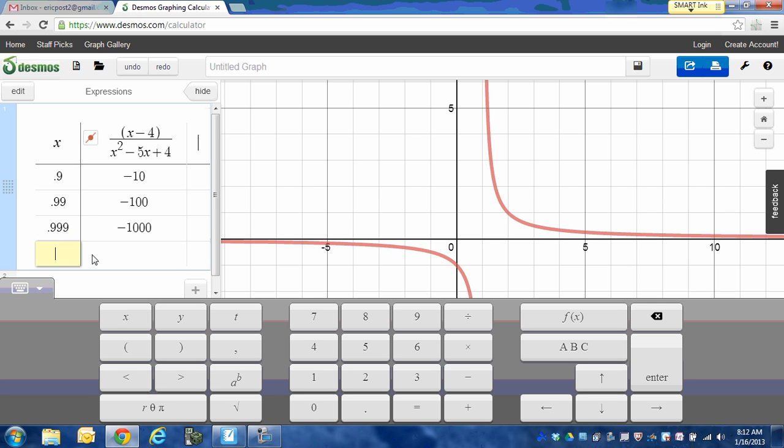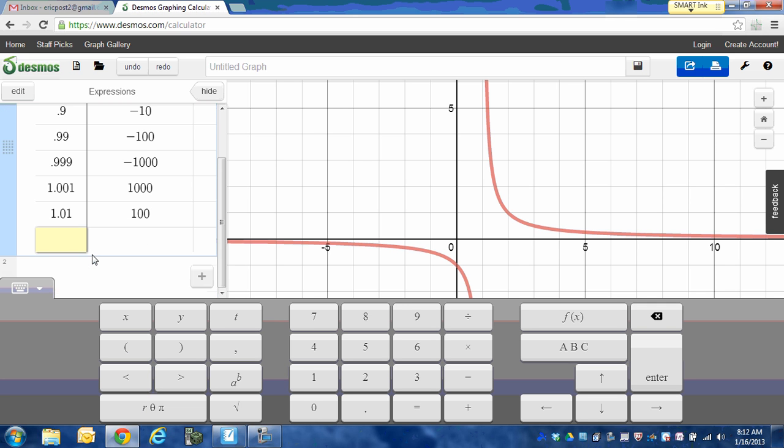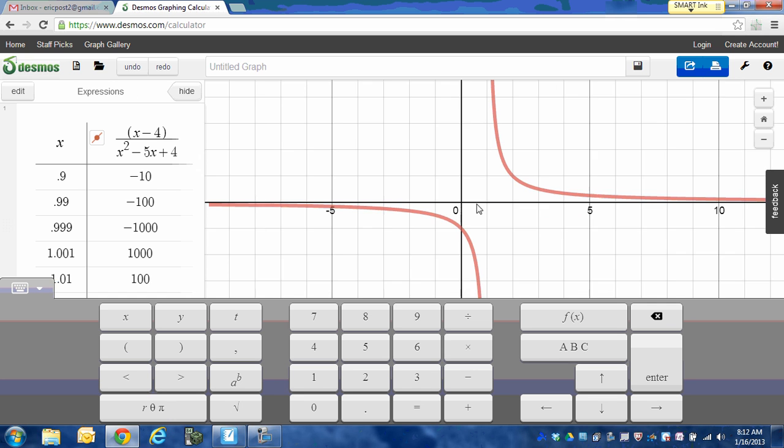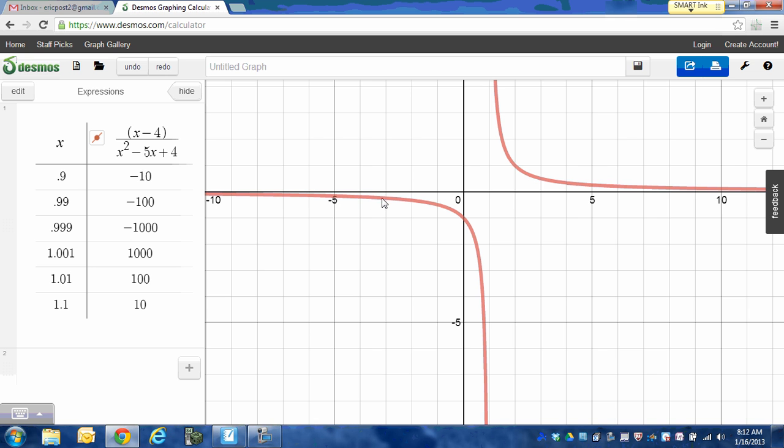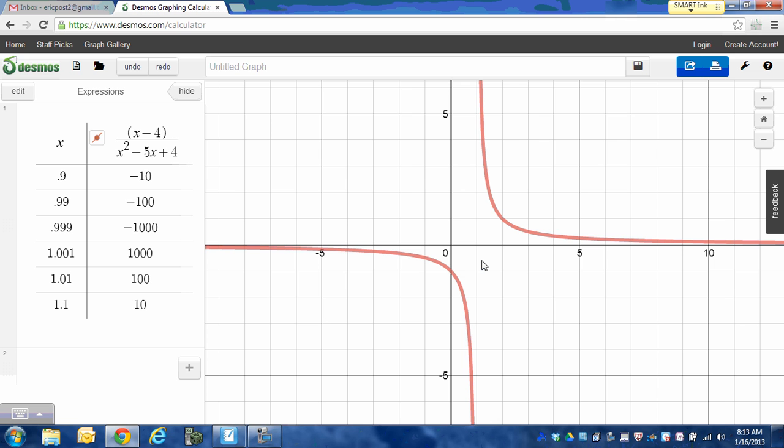Now, let's go on to the other side of 1. Let's say 1.001. I get 1,000. Now let's try 1.01. I get 100. Now let's go 1.1, and I get 10. So what's happening is, as I'm coming in from the right-hand side, following this graph here, as I get closer and closer to 1, this graph is shooting up. Whereas from the left side, as I get closer and closer to 1, this graph is shooting down.